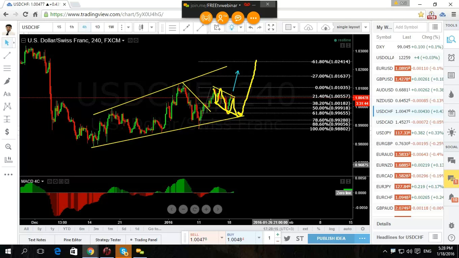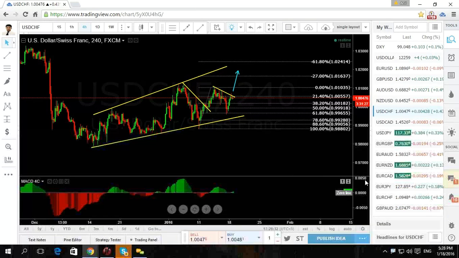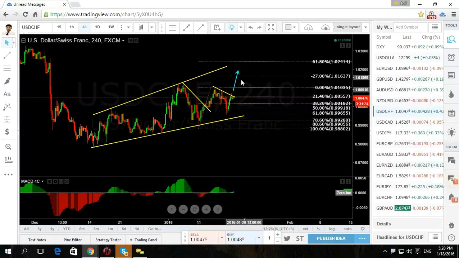Only the break of this structure will negate all of that, and we'll be looking for a big, strong move like this to the downside. There is a big, strong move. So short term, look for this trade up, or if they break this structure, it's a long-term trade after that.